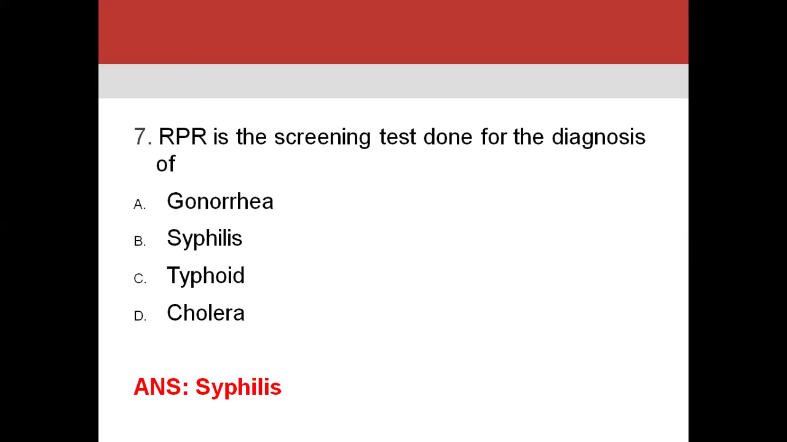So what is meant by RPR? RPR means rapid plasma reagin test. The principle is the same as the VDRL test. The VDRL test is also one of the screening tests for syphilis, and RPR is also based upon the principle of VDRL. It is also one of the screening tests for syphilis, which is caused by Treponema pallidum.